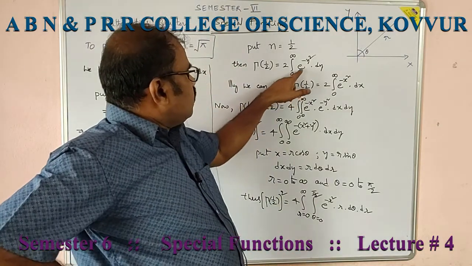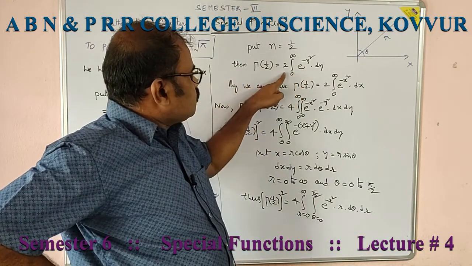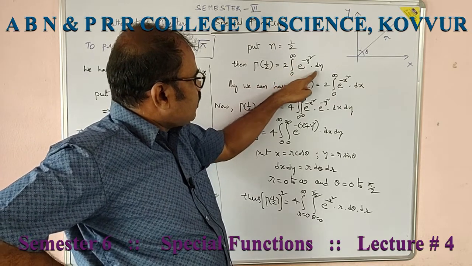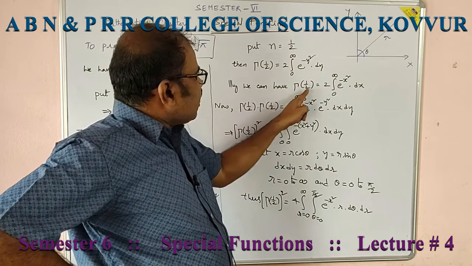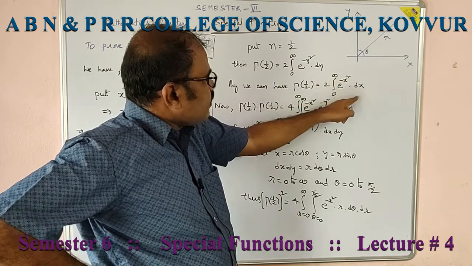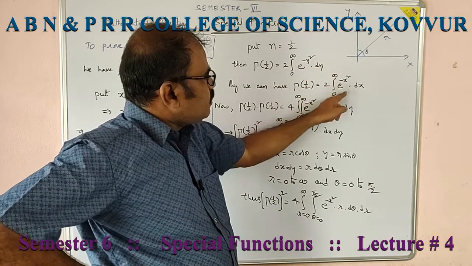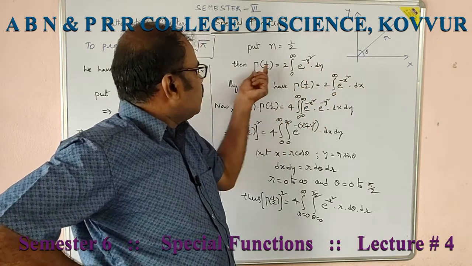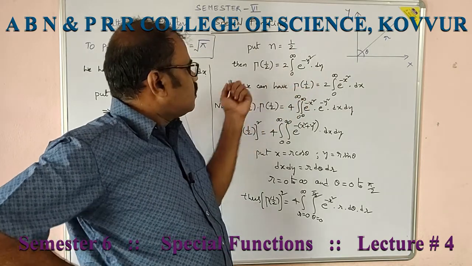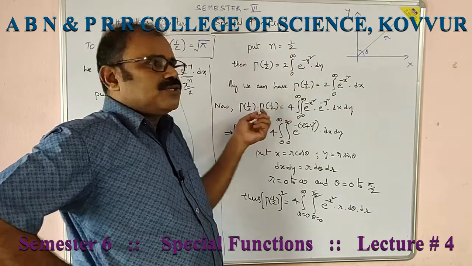Therefore, gamma 1 by 2 is equal to 2 into integral 0 to infinity e to the power of minus y square dy. Similarly, gamma half can be written as 2 into integral 0 to infinity e power minus x square dx. This is gamma half, and this is also gamma 1 by 2. So let us multiply these two.